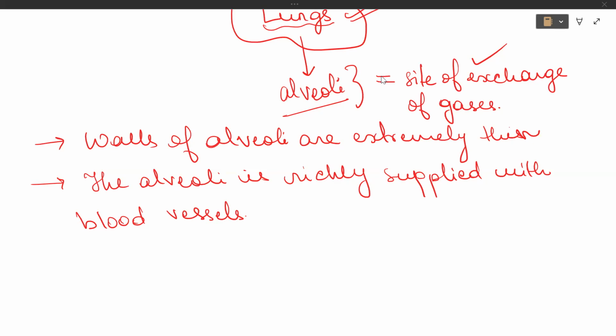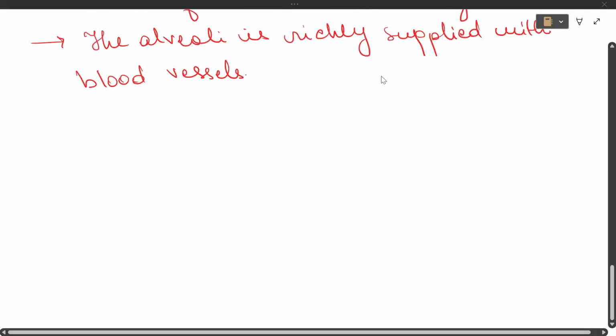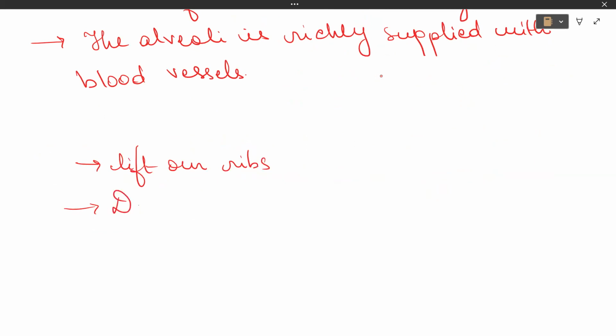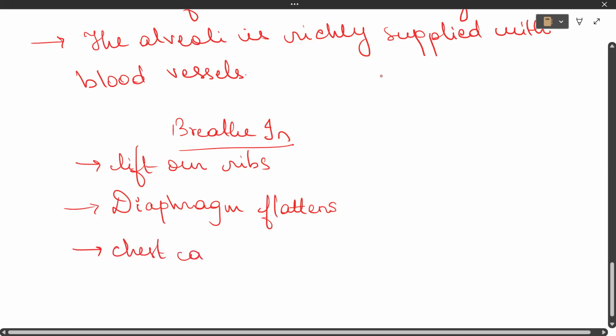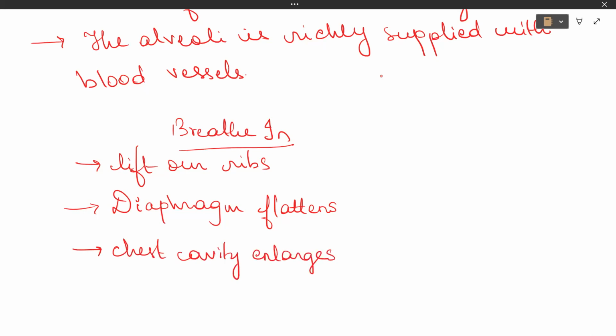Now see, during the process of breathing in, or taking in oxygen, what happens? We lift our ribs, our diaphragm flattens, and the chest cavity enlarges. And with that, the oxygen comes into the body. Is it clear?